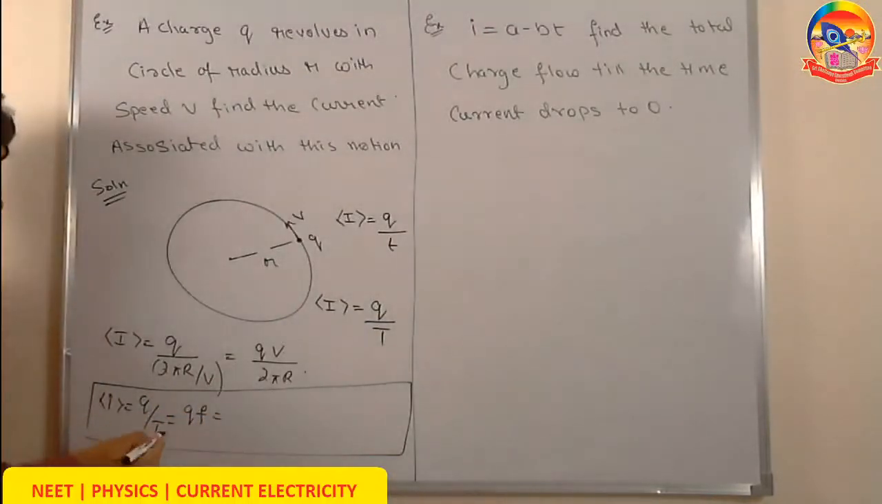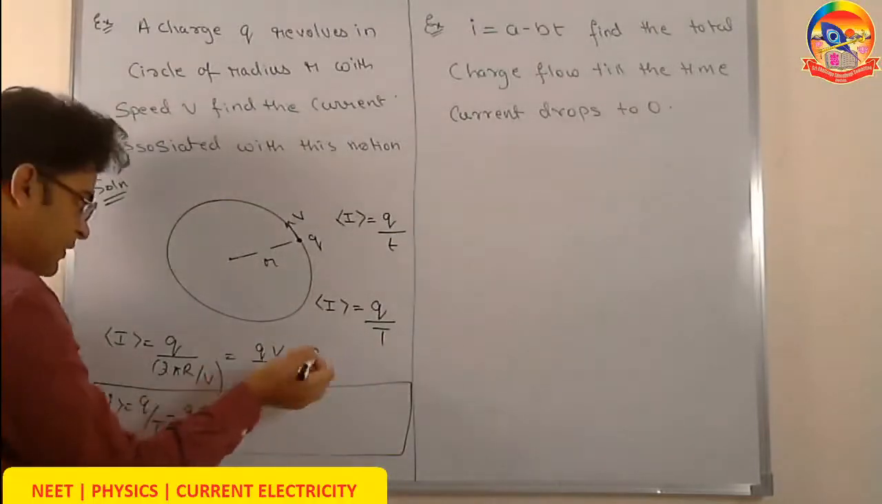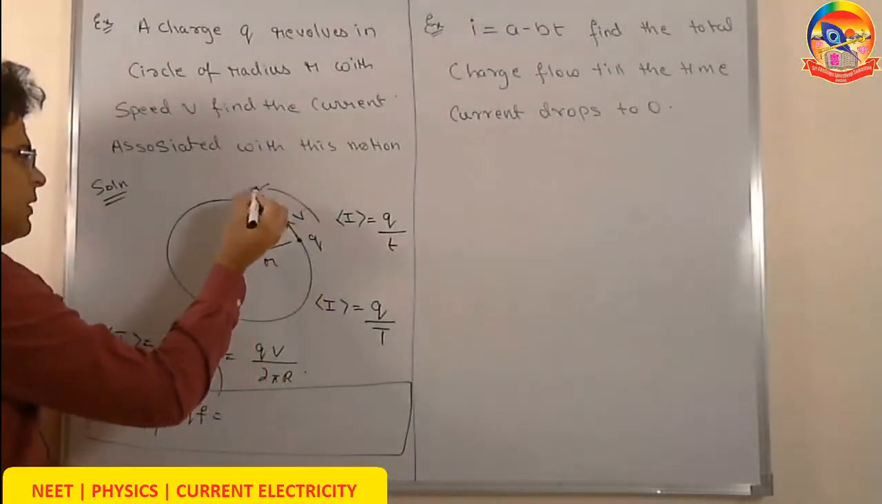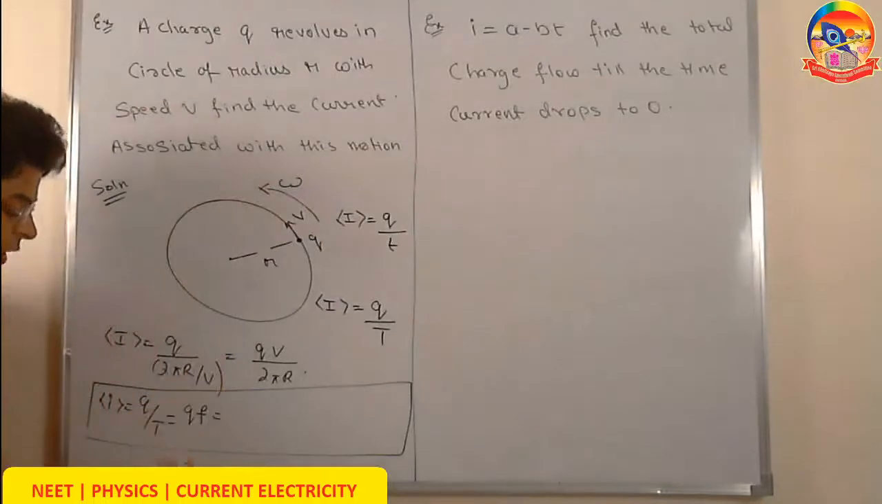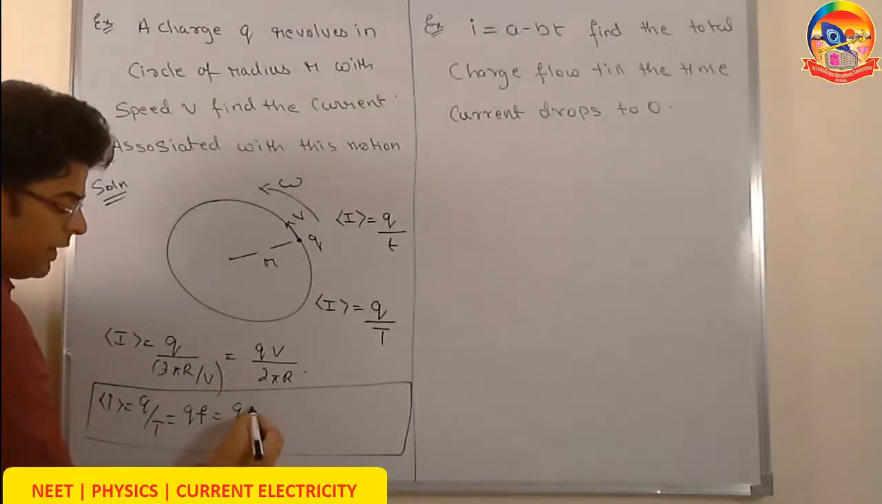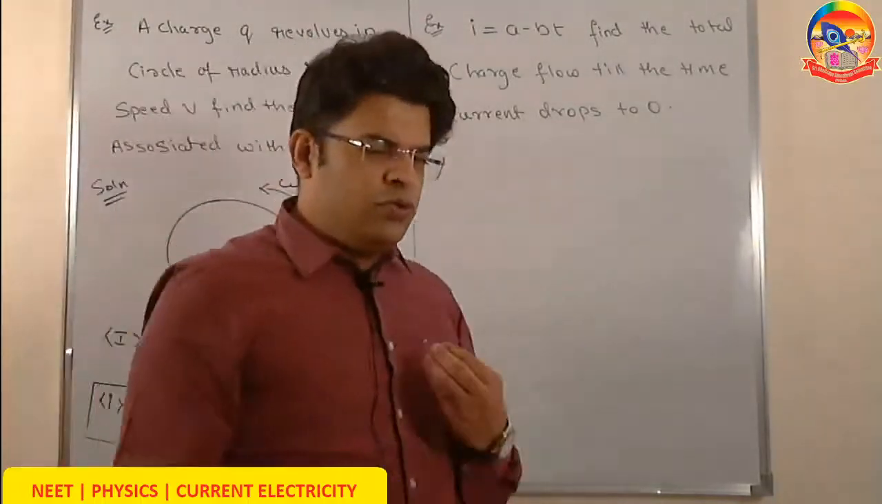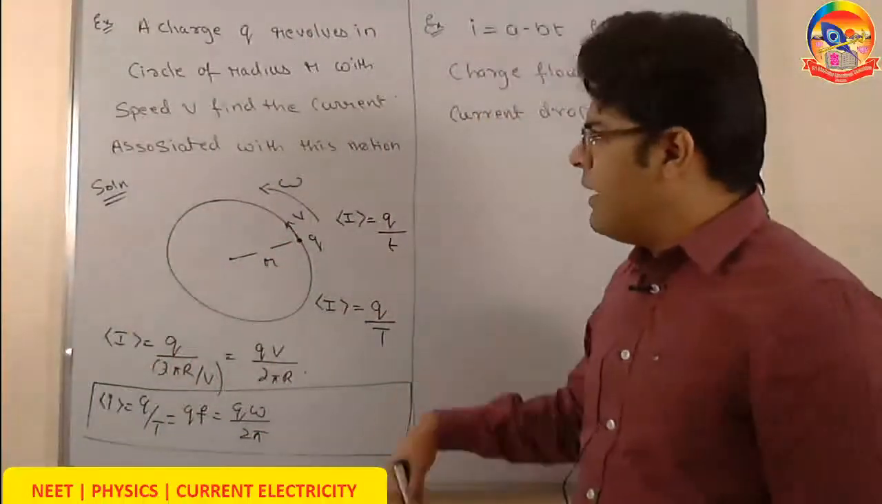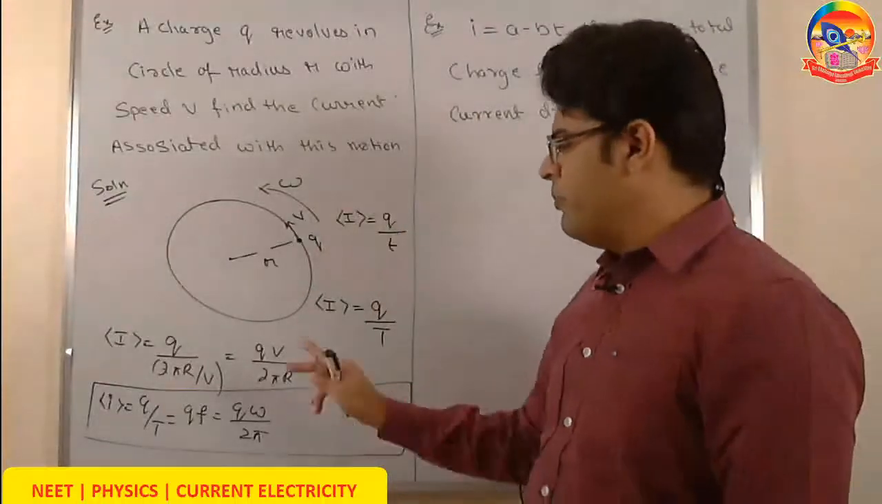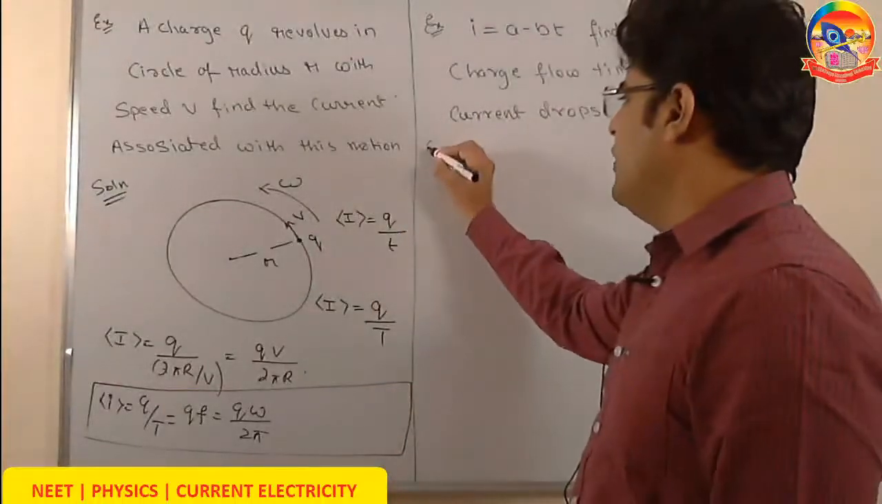Moreover, in place of time period you can write 2 pi by omega, if they give that this charged particle rotates with an angular velocity omega. So, you can even write in place of T, 2 pi by omega. So, you get q omega by 2 pi. So, same question, it is a useful result which helps in magnetism at many places. So, remember it.